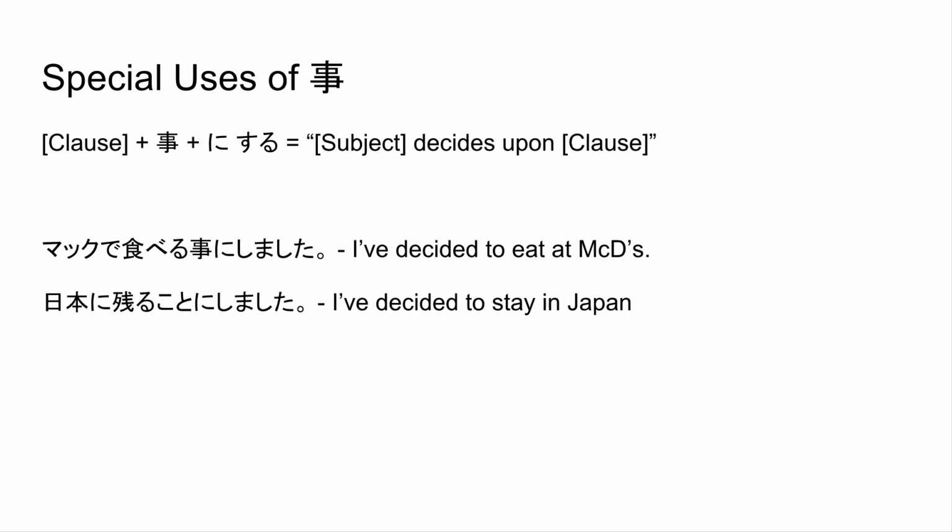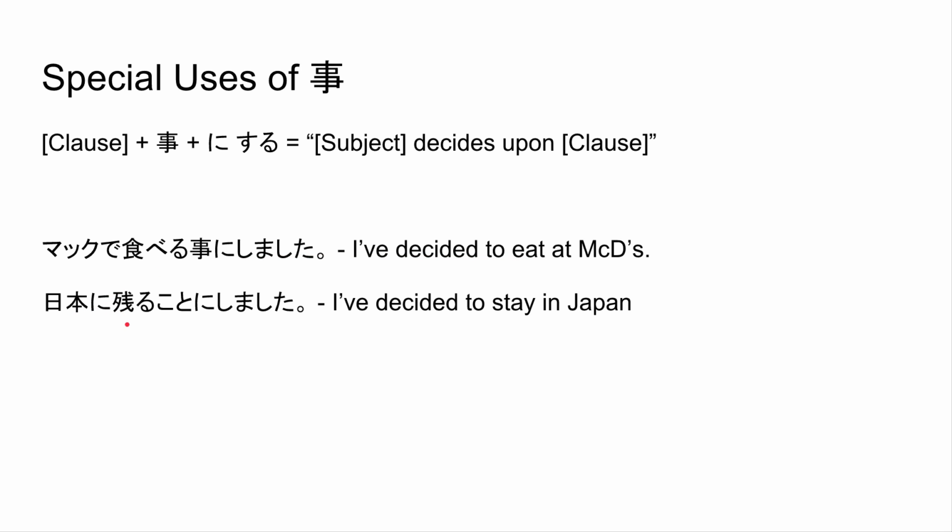Clause plus koto ni suru. So the subject decides upon a clause. You're gonna make your koto happen. So ni suru is to make something happen or to decide upon something. So the subject decides upon clause. We're gonna do clause. Maku de taberu koto ni shimashita. So maku is McDonald's, de taberu, eating at McDonald's, koto, the eating at McDonald's, ni shimashita. It's a special definition. We're making the eating at McDonald's happen, aka we've decided to eat at McDonald's. Maku de taberu koto ni shimashita. We've decided to eat at McDonald's.